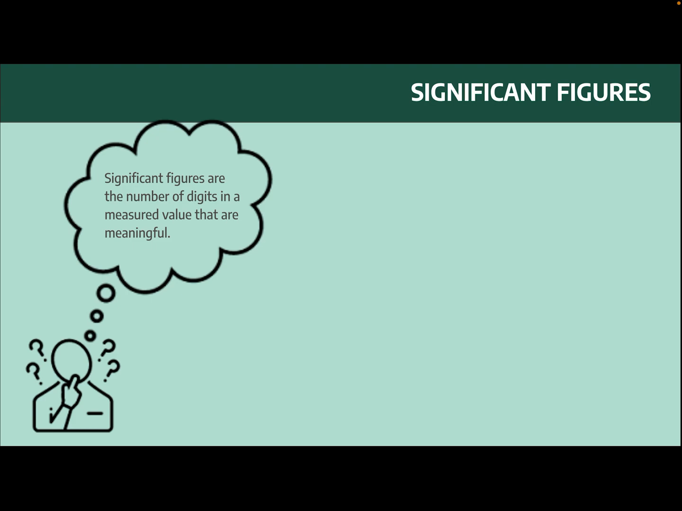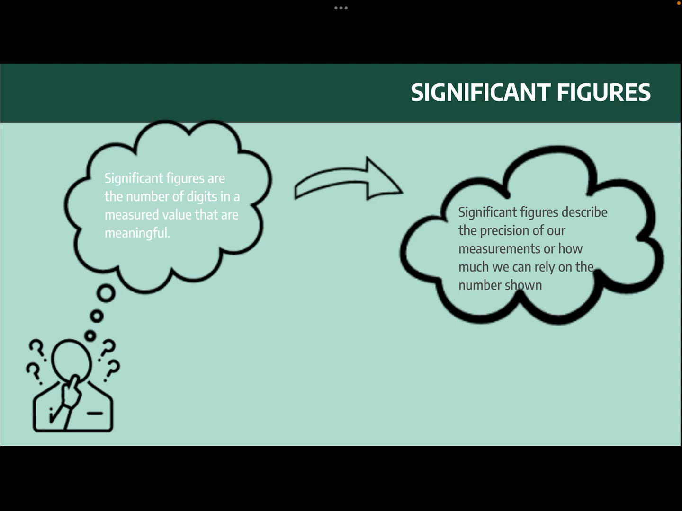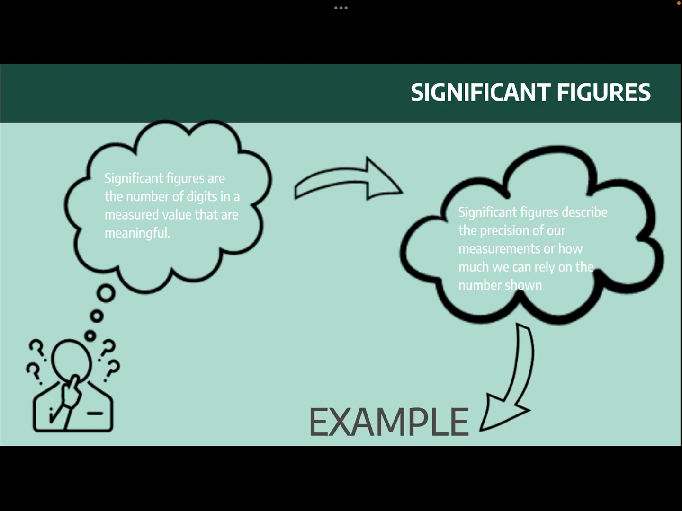So let's start off with a definition of what it is. Significant figures are the numbers of digits in a measured value that are meaningful. And when I say meaningful, I mean that it's telling me about my instrument. It's telling me about the precision of my measurements and how much I can rely on the numbers shown. There are some instruments that measure very precisely, there are others that do not.